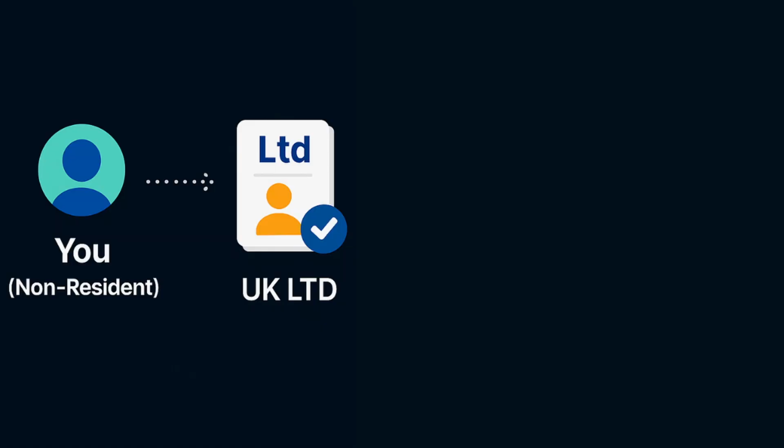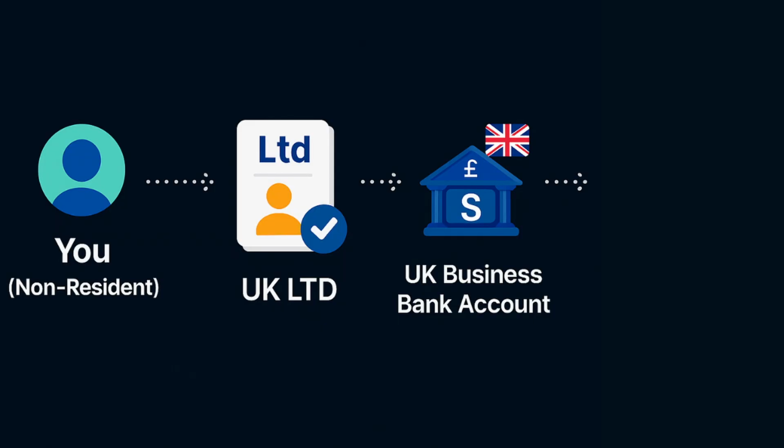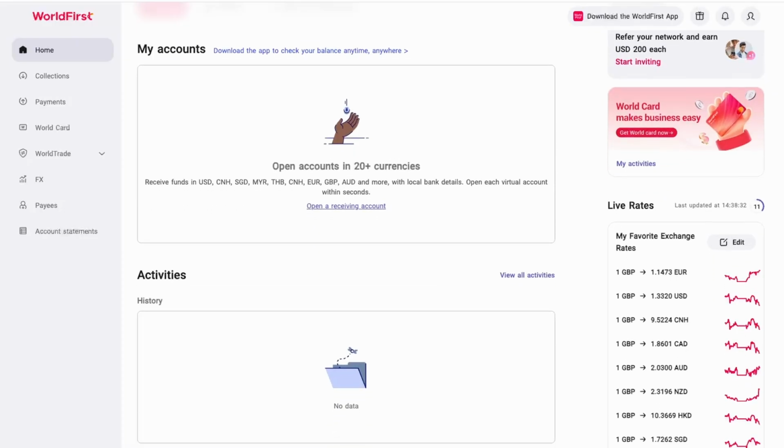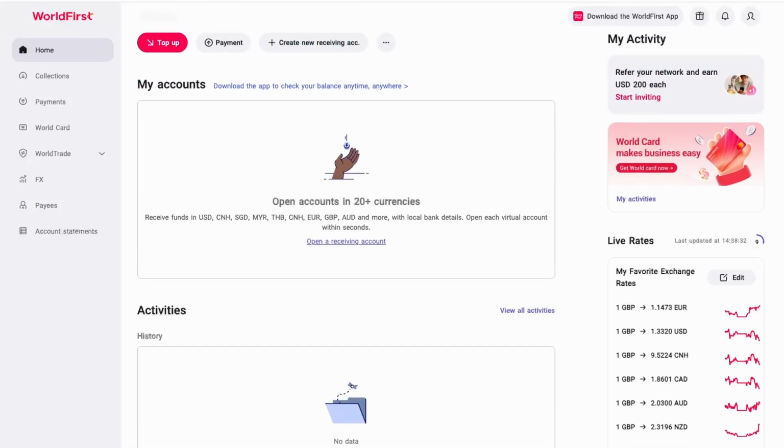We are going to set up a UK limited company and then use that to open a proper UK business bank account that you can use for payments, receiving money and accessing UK only platforms. So by the end of this tutorial, you have a fully functional UK bank account with local account number, sort code, UK credit cards and the ability to receive payments in multiple currencies. So let's dive right into it.